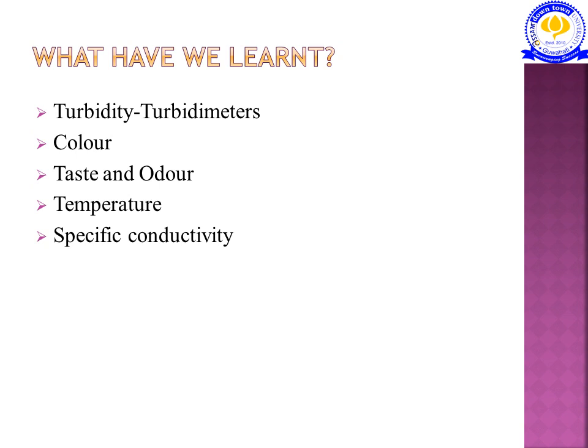Next we have also learned about the turbidimeters. We have learned about the Jackson turbidimeter, which can be used to measure turbidities in the range between 25 to 1000 milligram per liter. Then we have learned about Bailey's turbidimeter, which is generally used to measure turbidities in the range of 0 to 10 milligram per liter. Then we have learned about nephelometric turbidity units. So all this we have learned about turbidity.